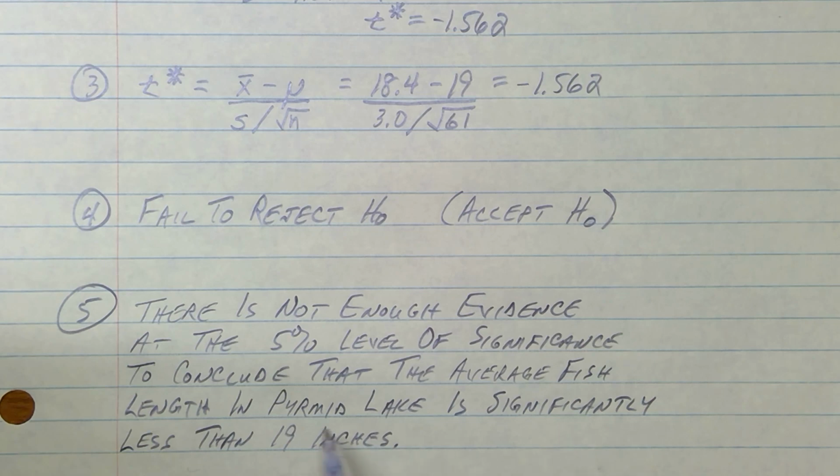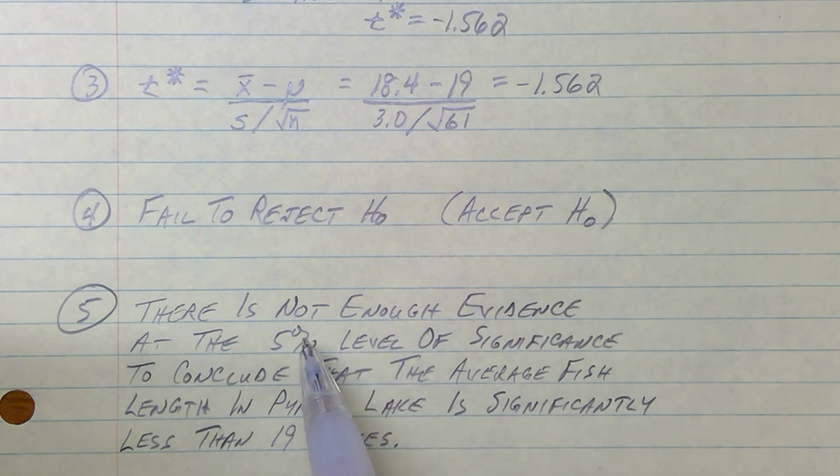Now, after this, we just restate what our challenge was. And our challenge in this case was we were trying to challenge that the average fish length is less than 19 inches. That was our challenge. But we failed. Our challenge failed. I do not have enough evidence to prove this claim here, this challenge.